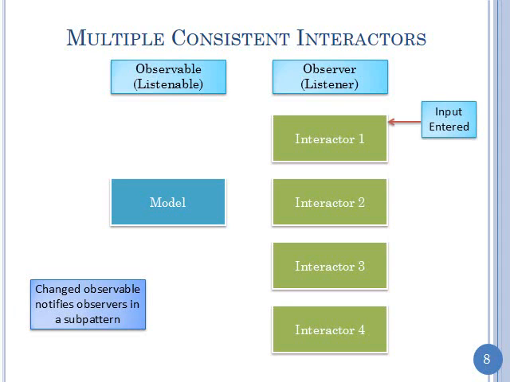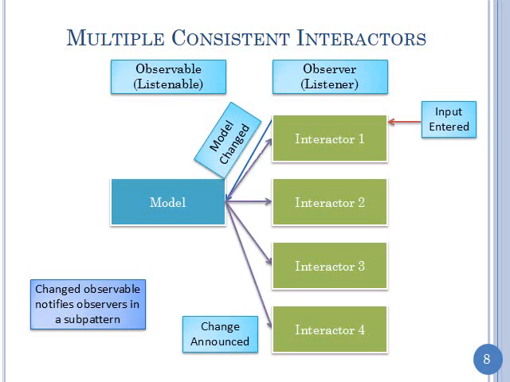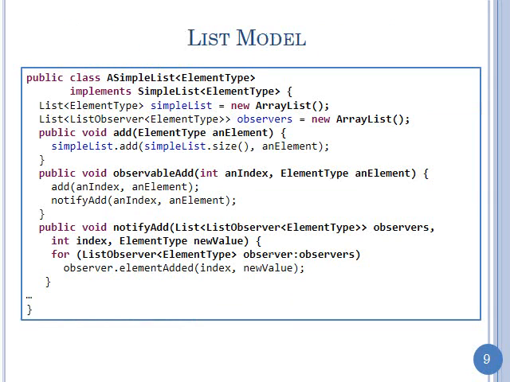Okay, so in this particular case, if a user enters some input, the interactor goes and invokes a method in the model to change it. And the model goes and announces its changes to everybody that's listening to it. So in this case, all the interactors are listening to the same model. And then they go and display output. Okay? And we'll see this pattern in this example here.